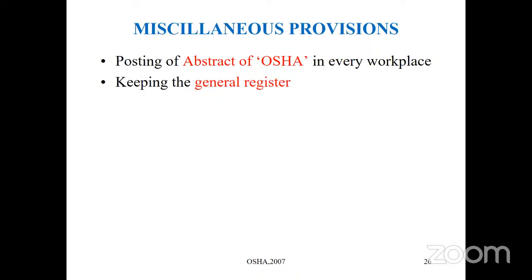And then we have miscellaneous provisions. Miscellaneous provisions are a small part of the Act. It usually emphasizes posting of an abstract chart in every workplace and keeping the general register. The minute you register the workplace, you'll be given an abstract chart and general register. These general registers will usually record any occupational accident or contraction of occupational diseases, and also whether the one who has been injured has been compensated.